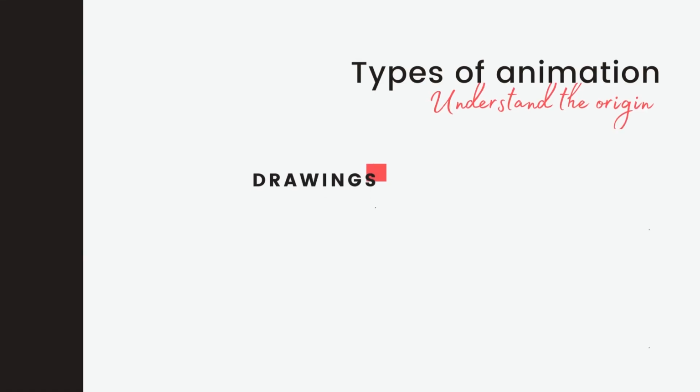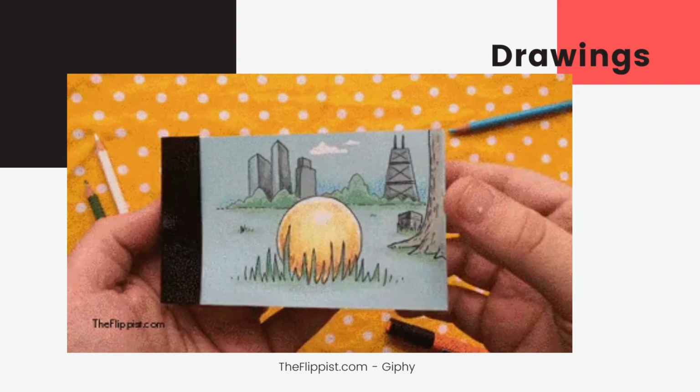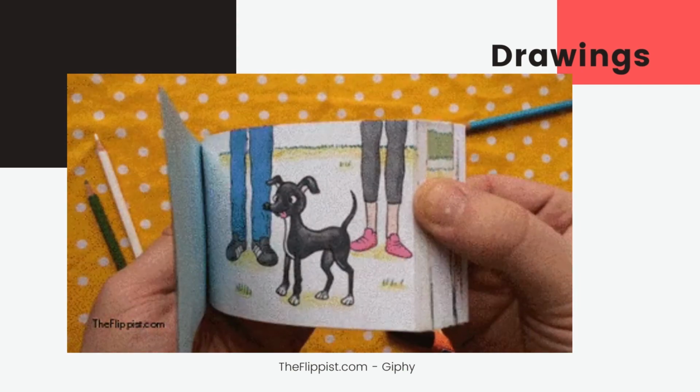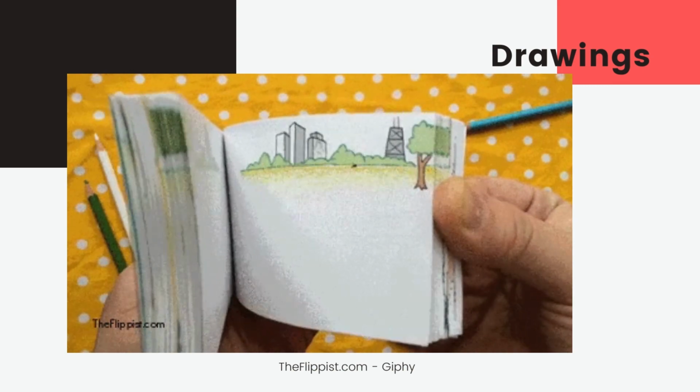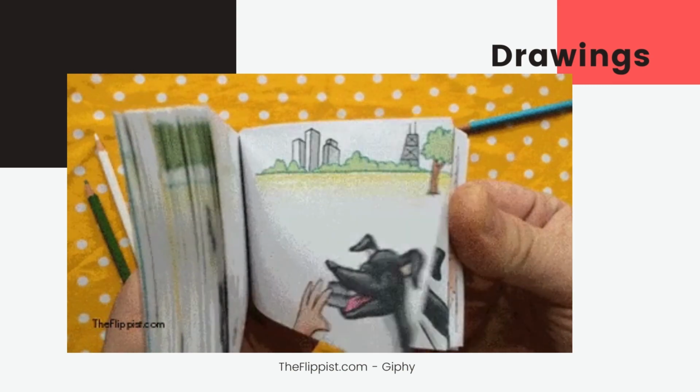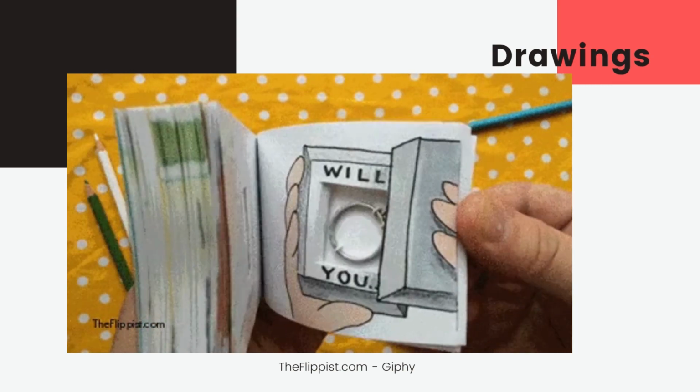And the origin is the drawings. You know, if you draw a page and you draw another page, you draw another page, and you make different positions, the first page, second page, third page, fourth page, and so you do that, you see it. There is an interesting animation when we do that. So this is the basic point of the animation.